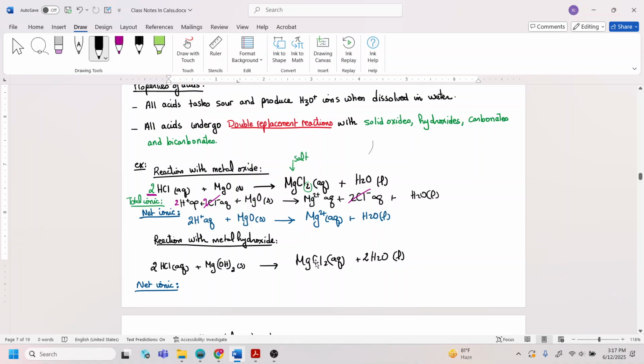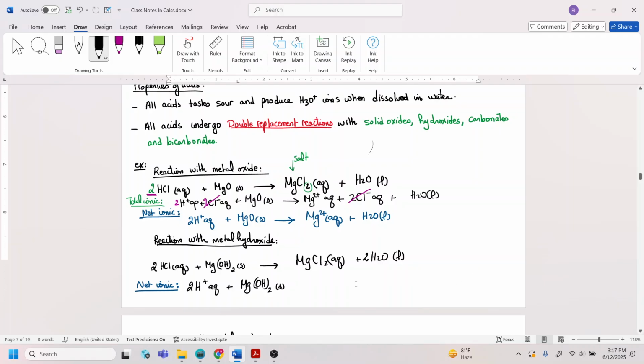So the Cl over here is going to cancel with the Cl up there, similar to the one on the top. So I'm not going to write it down. So my answer for the net ionic is 2H plus aqueous plus the Mg, the metal hydroxide, Mg(OH)2 solid.